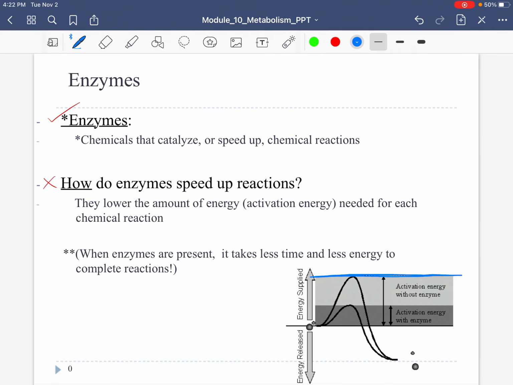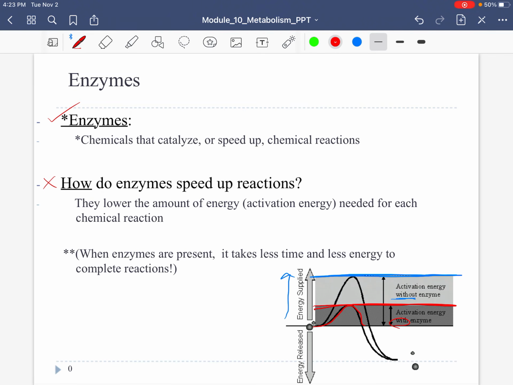This is the amount of energy needed without an enzyme. So if you don't have an enzyme, it takes this much energy. But if I have an enzyme present, with an enzyme, it only takes this much energy. If it takes less energy to carry out the chemical reaction, well then, wouldn't it happen faster? And the answer is yes.